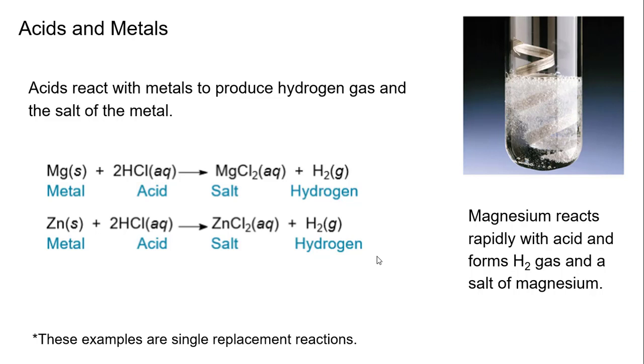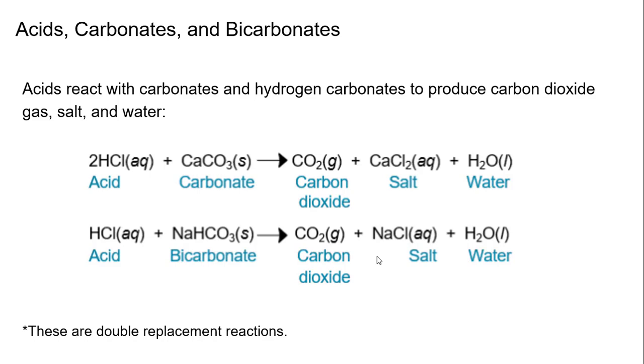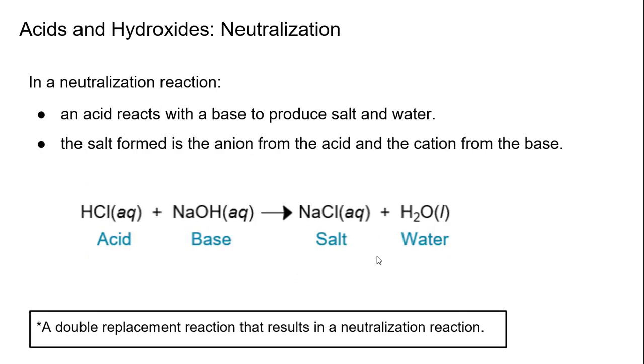It's been pushed out. Now, when acids react with carbonate or bicarbonate, they produce carbon dioxide, salt, and water. So if you ever see a reaction with an acid and a carbonate, you should know that the end result is going to be CO2, some kind of salt, and water. Same as bicarbonate. And these are double replacement reactions. The last one is a double replacement, a neutralization reaction.